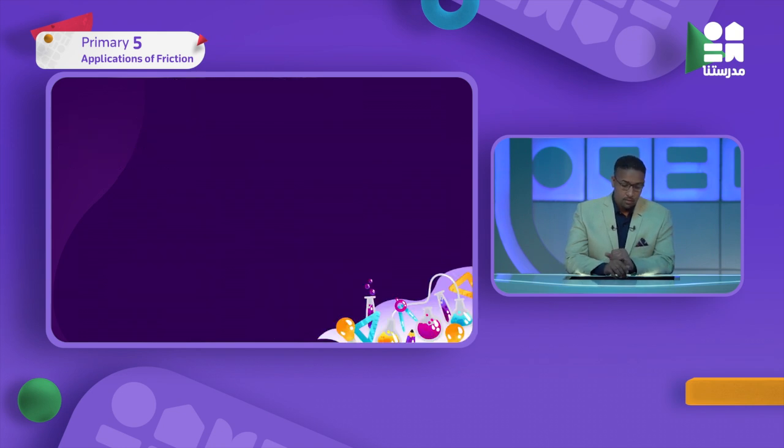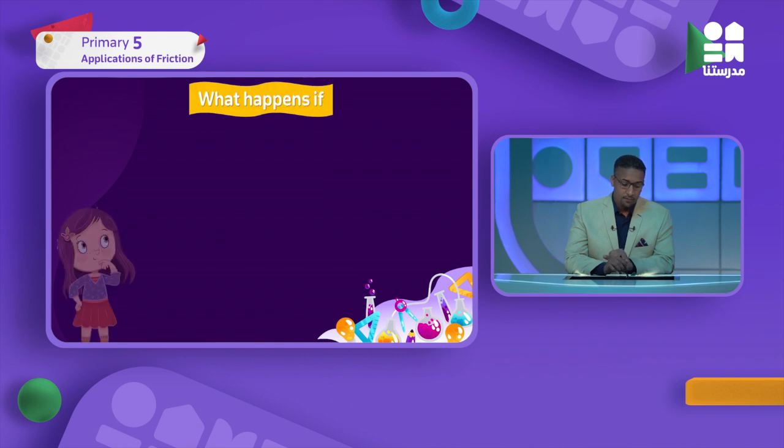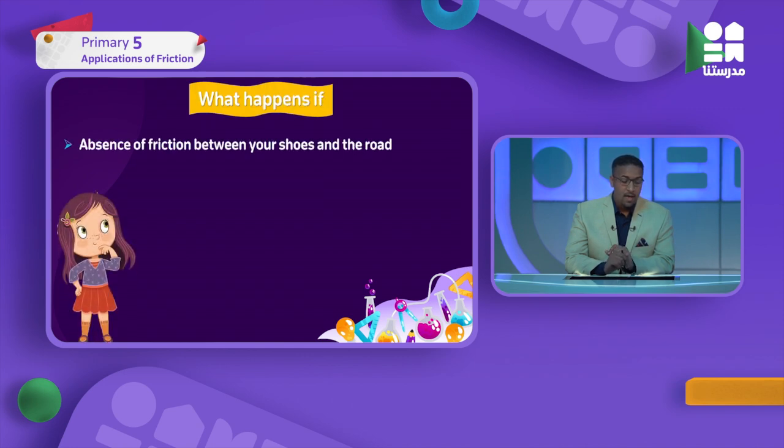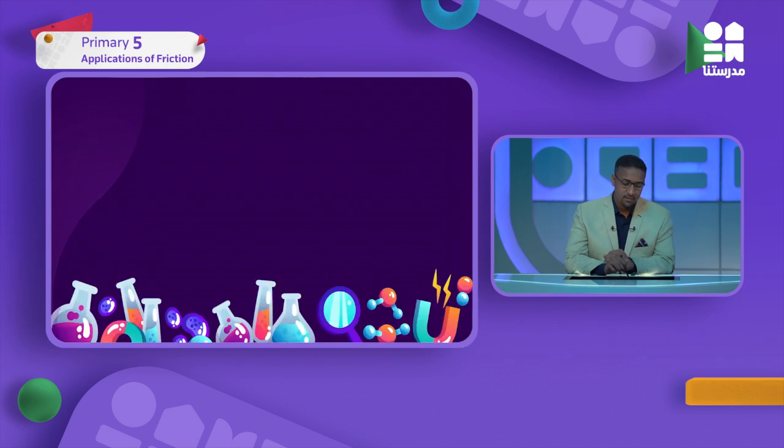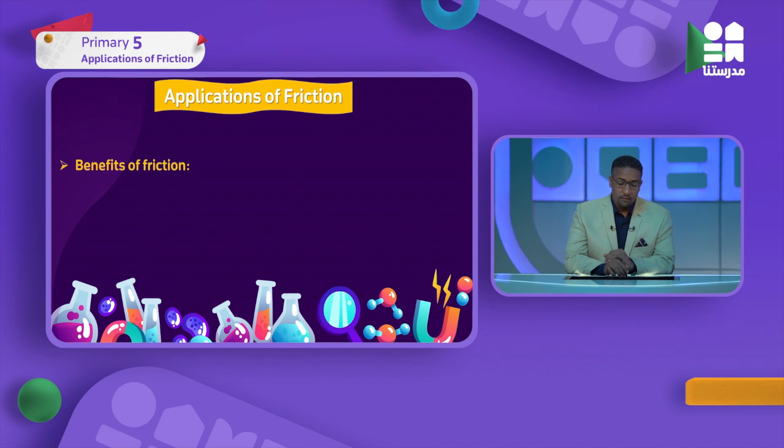So what happens if there is absence of friction between your shoes and the road? اللي هيحصل I will slip down because there is not enough friction. If there is not enough friction, I will slip down, and that hurts a lot. Benefit of friction, the fourth benefit.